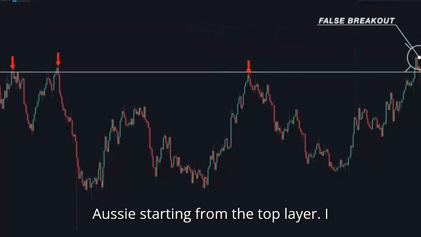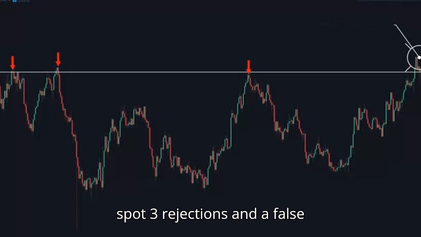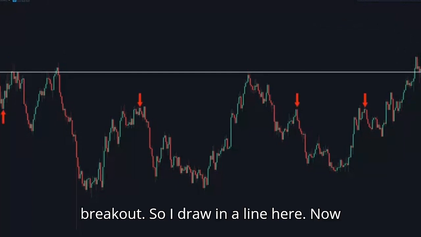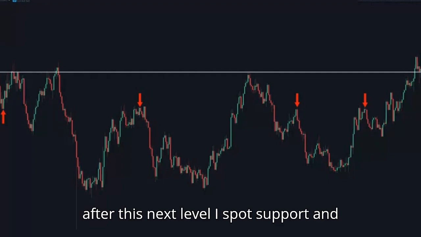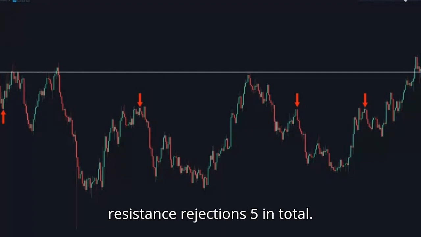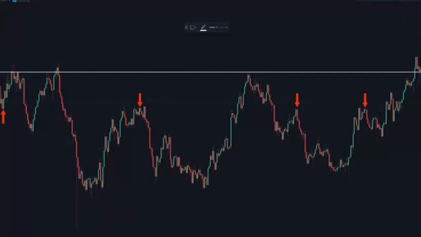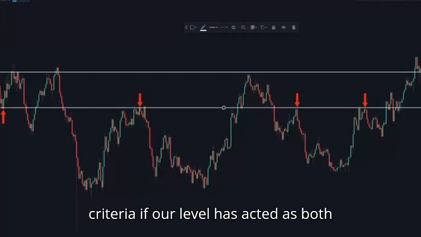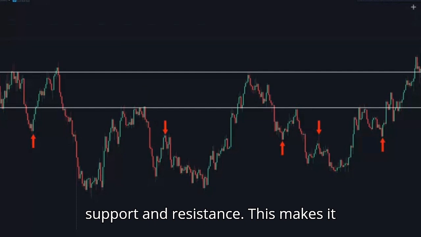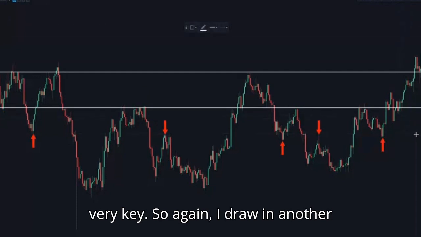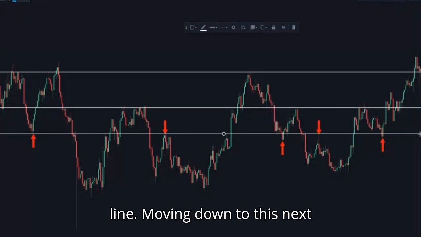So here is the Pound Aussie. Starting from the top, I spot three rejections and a false breakout, so I draw in a line here. At this next level, I spot support and resistance rejections, five in total. Remember that one of the criteria is if a level has acted as both support and resistance, this makes it very key. So again, I draw in another line.